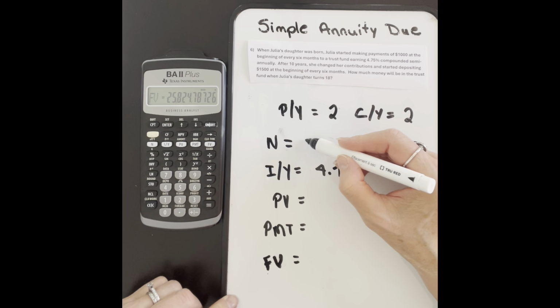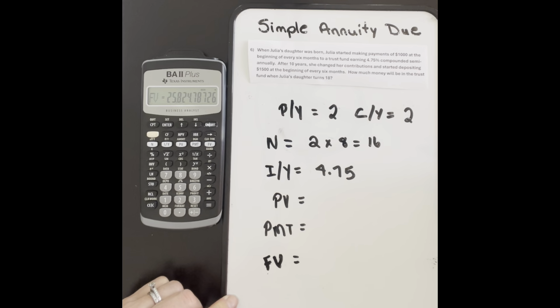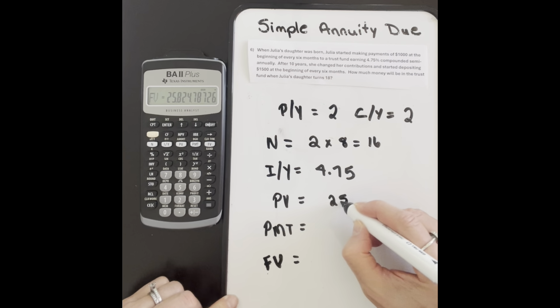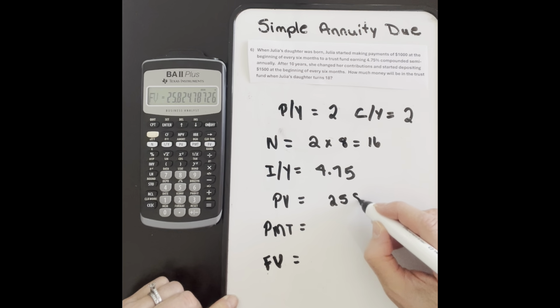So N from the time Julia's daughter is 10 to 18 will be 2 times a year for 8 years, which is 16. Our present value will be $25,824.79. That's what was in there from the previous part of the annuity, and we need to make that negative. The payments are now $1,500, so we also make that negative, and we want to find future value.